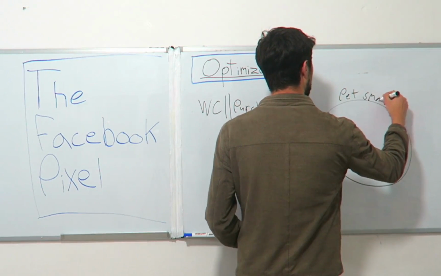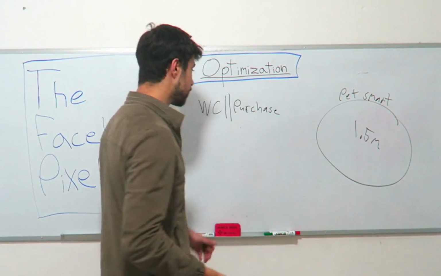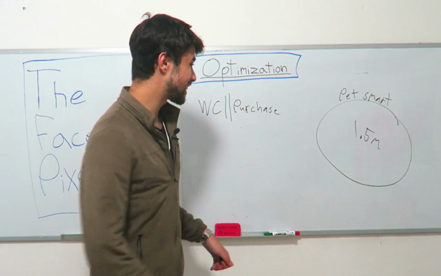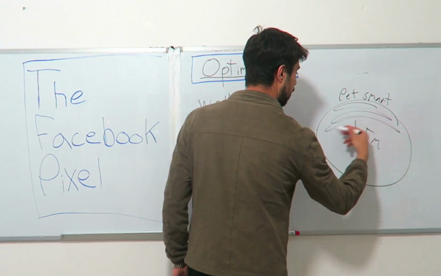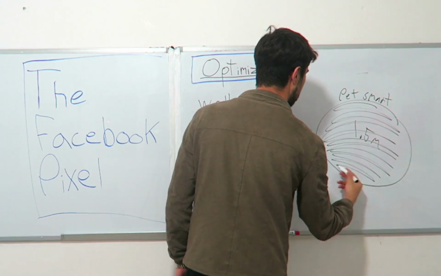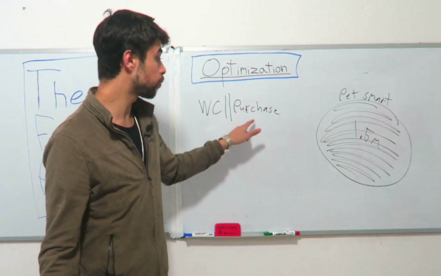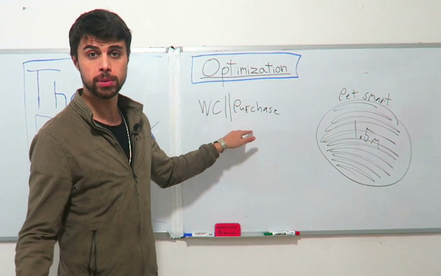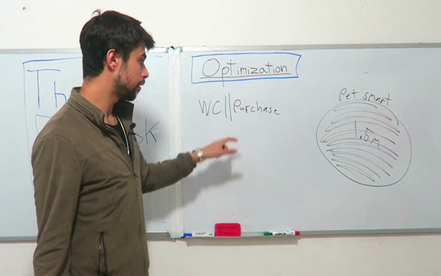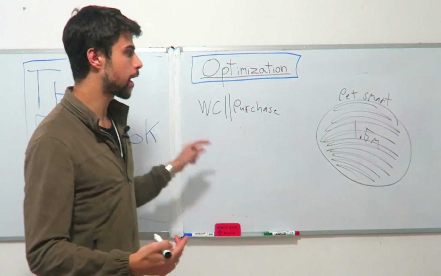This is a 1.5 million size audience. You do website conversion purchase. It scans the entire audience, like what we talked about before. If you don't remember, I recommend you go take a look at that video again. It scans the whole entire audience, looks at your past data that you have with the purchase pixel, with all the people that actually bought from you before. It looks at patterns that these people have, and then it finds these patterns in this audience.